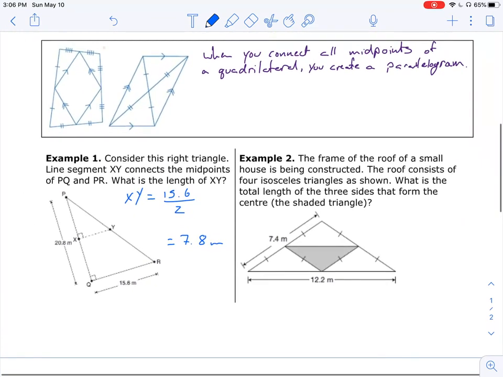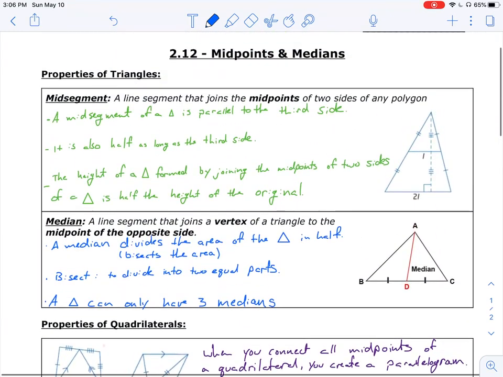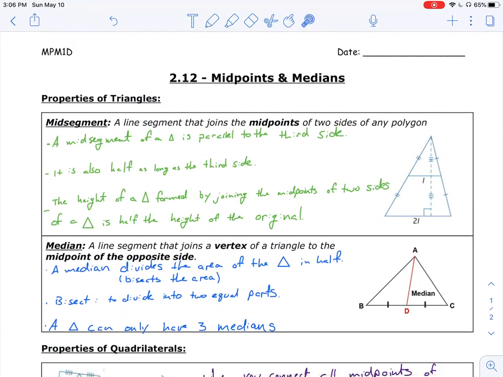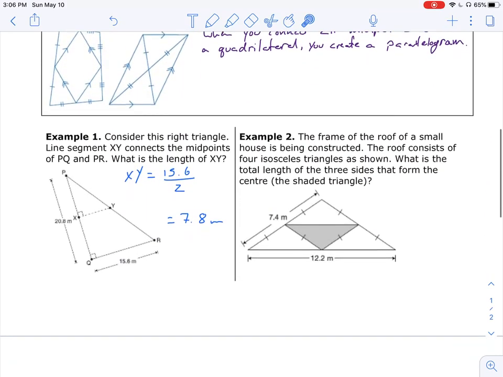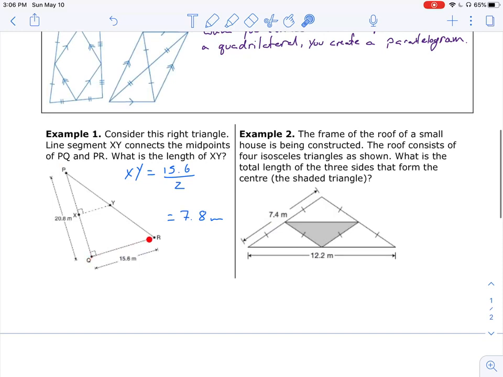So if we just quickly scan back up, we talked about that the mid segment is parallel to the third side. It is half as long as the third side. So this is parallel to the third side. We also know it's half as long. So take that third side divided by 2, and we get the length of our mid segment.